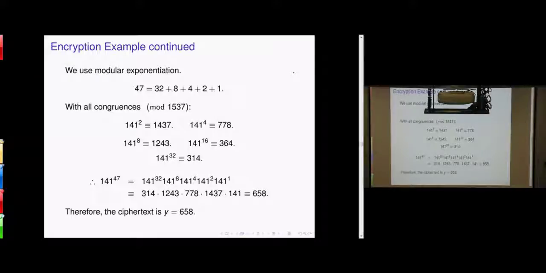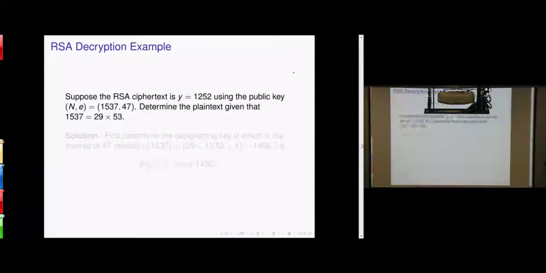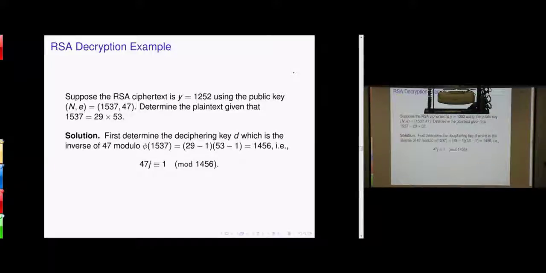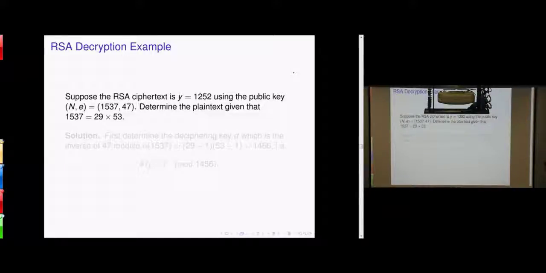People who do not know the pair, the D, will not know it's 141. They see 658. They have no idea what it is. So that's the encryption part. Let's look at the decryption.